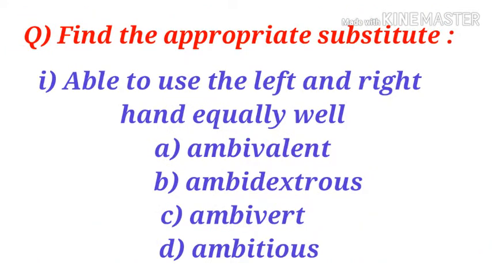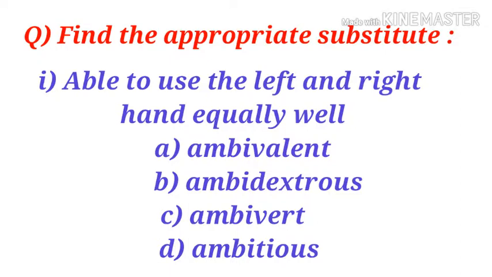Question number 1: able to use the left hand and right hand equally well. I repeat, able to use the left hand and right hand equally well. Its options are ambivalent, ambidextrous, ambivert, and ambitious. So we have to find the right substitute for this question. As usual, let us discuss the meaning of the words properly so that we can find the right substitute for the question.